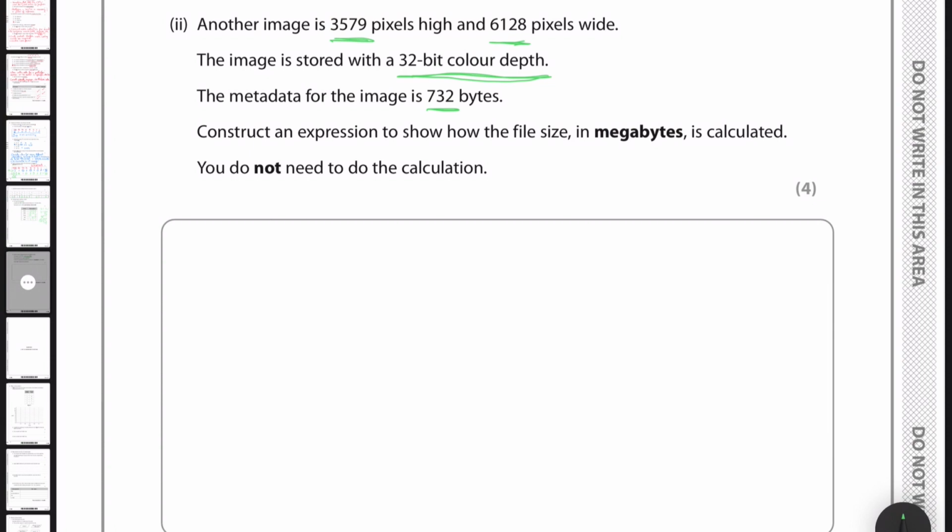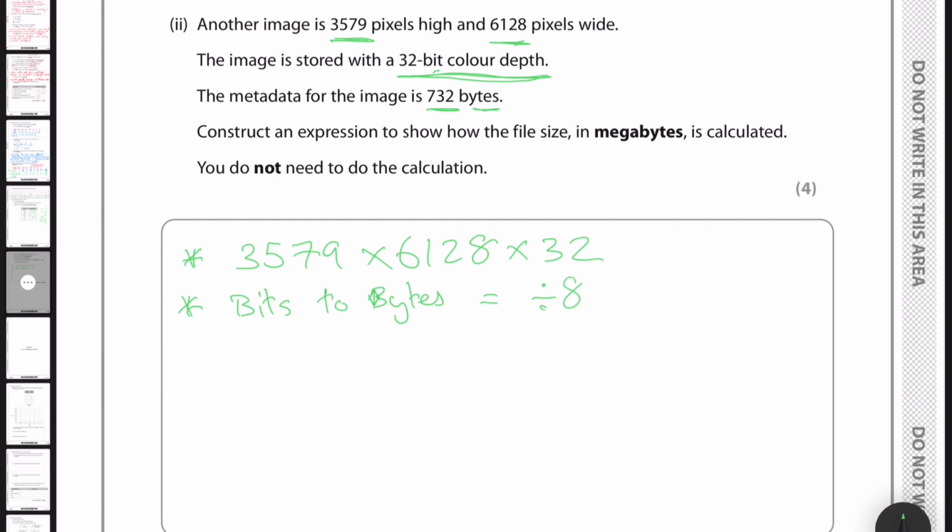Okay, well, first of all, I'd times everything together. I would times 3579 times 6128, and then I would times that by the color depth. Okay, that would be my first thing I would do. The next thing I would need to do is to get it from bits into bytes. I would divide it all by 8. So, step 2, bits to bytes, divide by 8.